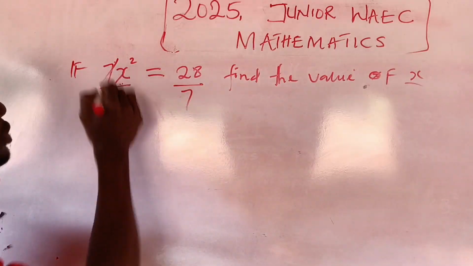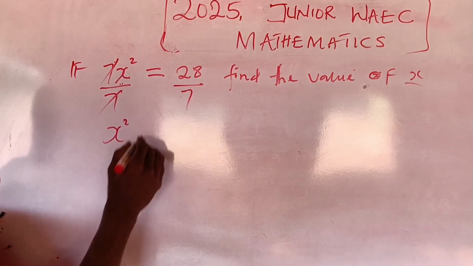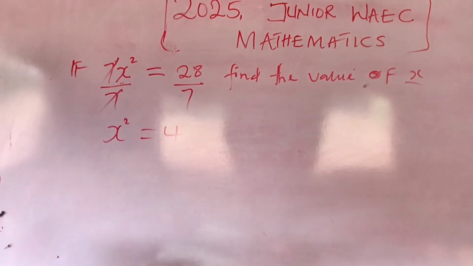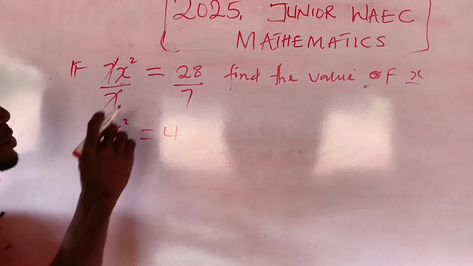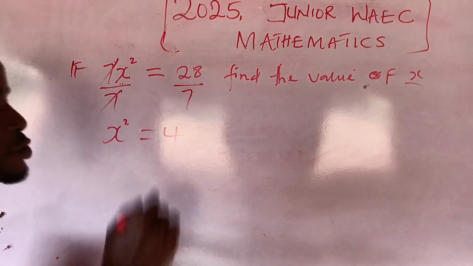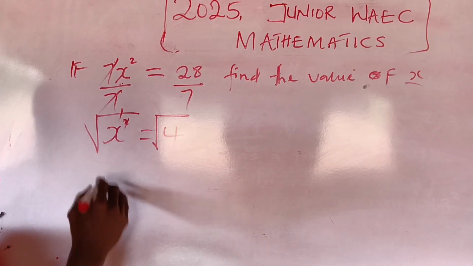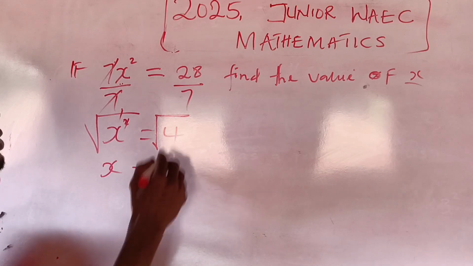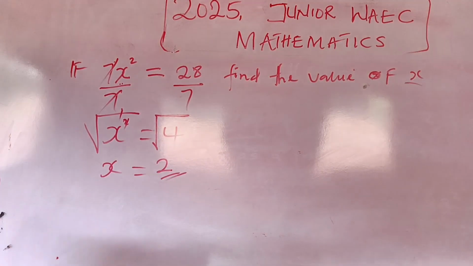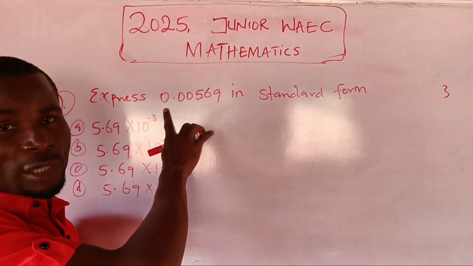So 7 divided by 7 will give us 1. So we have x squared equals 28 divided by 7, which gives us 4. Right? So what do we do next? We remove this square. To remove the square, we take the square root. So the square root cancels this square, and we are left with x. And the square root of 4 will give us 2. That is our answer.